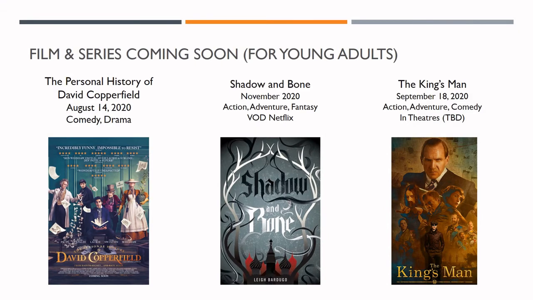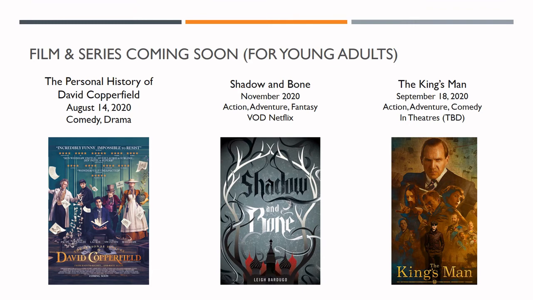In the next half of this presentation, we will highlight a selection of film and TV series adaptations. Our first title is The Personal History of David Copperfield, a playful and fun film based on Charles Dickens' classic literary work, David Copperfield. Shadow and Bone is a book by Leigh Bardugo that tells of Alina and her struggle after becoming the mysterious Darkling.